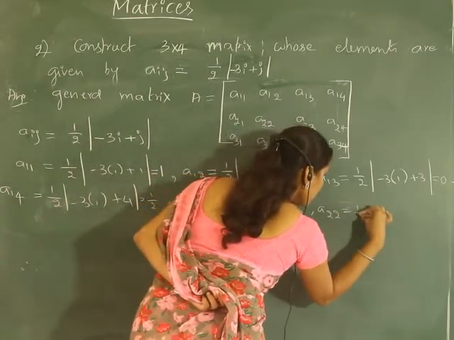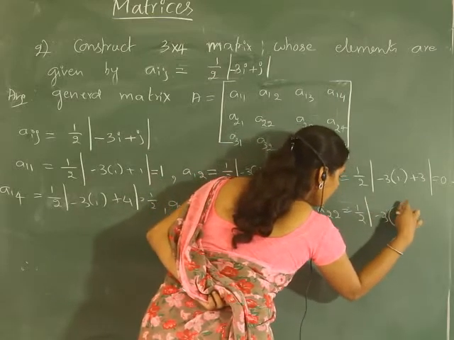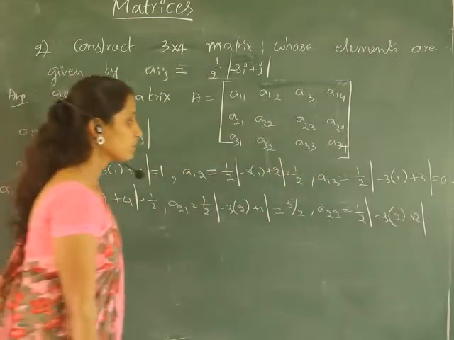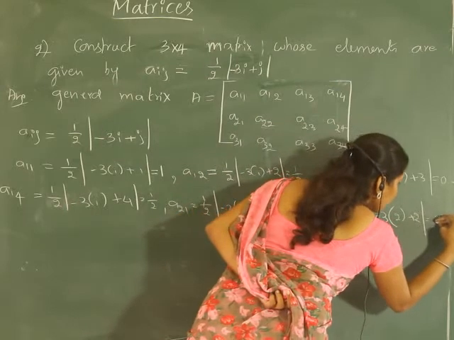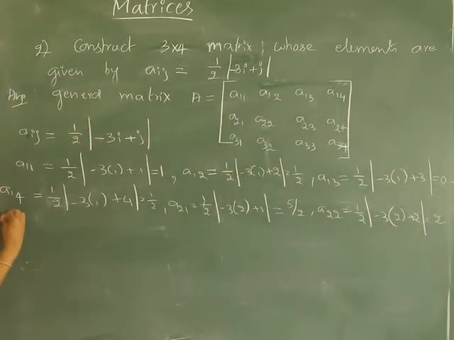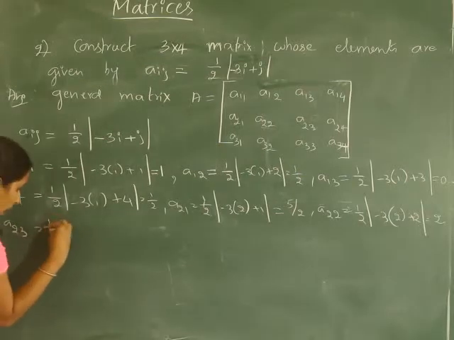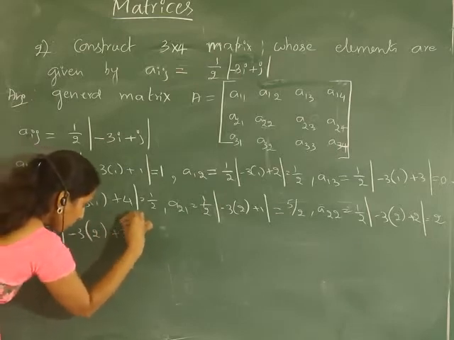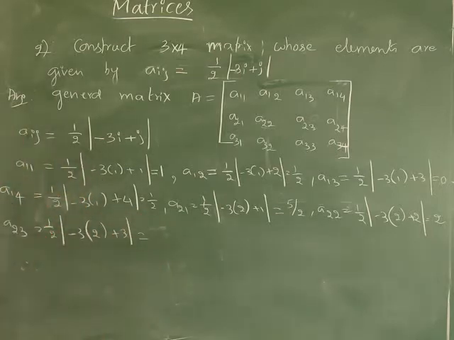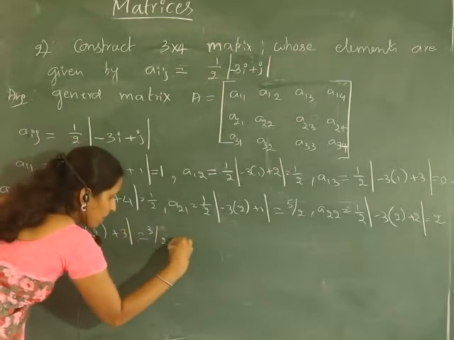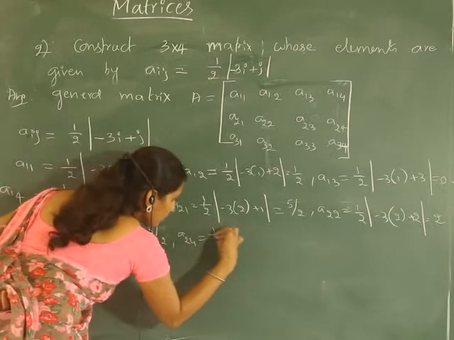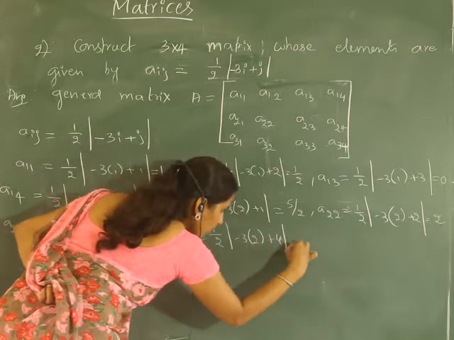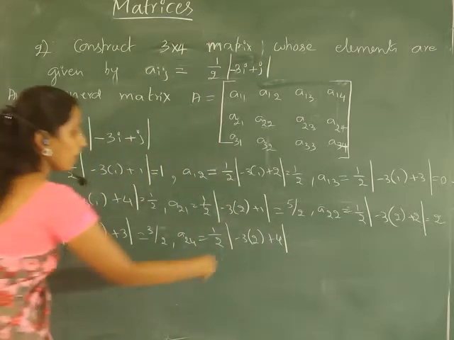A22 is equal to half into modulus of minus 3 into 2 plus 2. So minus 6 plus 2 is minus 4. So plus 4 by 2 is 2. Then A23 is equal to half into modulus of minus 3 into 2 plus 3. So minus 6 plus 3 is minus 3, so 3 by 2. A24 is equal to half into modulus of minus 3 into 2 plus 4. So minus 6 plus 4 is minus 2, so it is 1.